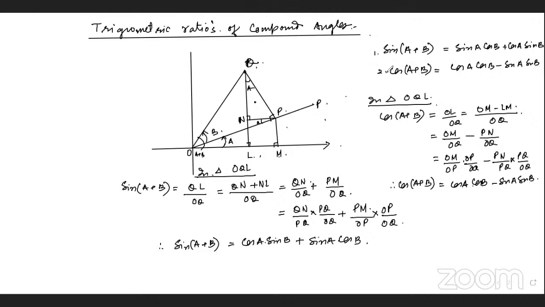I hope it's clear to you guys. So this is sine of A plus B, cos of A plus B. And then we can also find out tan of A plus B, because as we know that tan is a ratio of sine and cos.